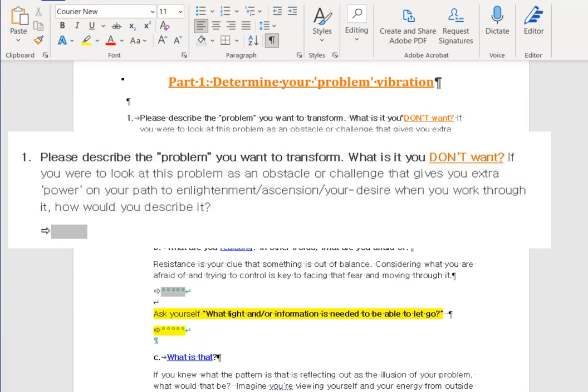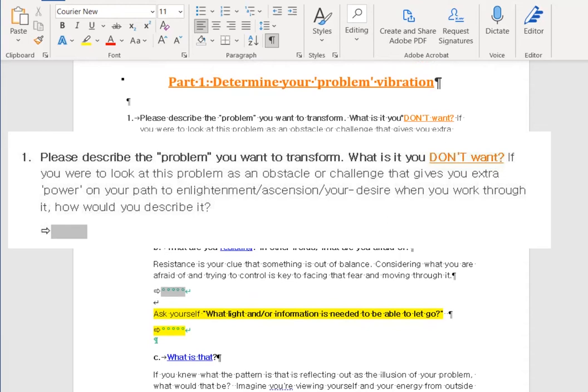It's generally pretty easy for people to be able to verbalize, communicate, and be aware of problems. It's what's behind the problems that we really need to become aware of.